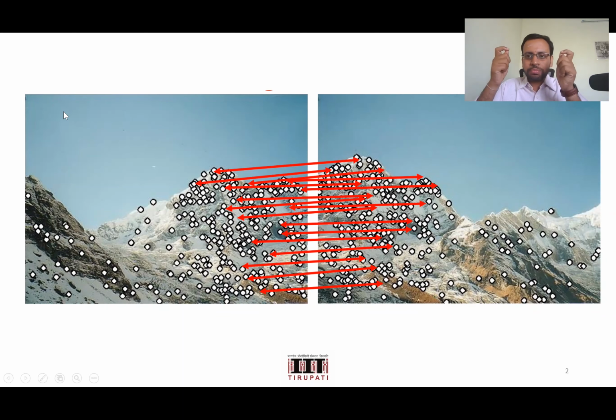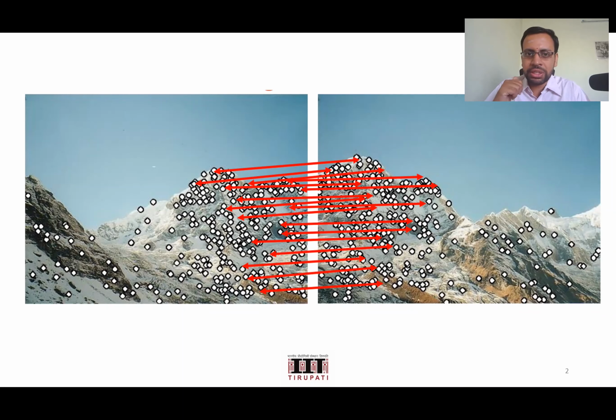So once you describe the points, you could find a nearest match to each, and assume that those matches are given by these lines, which show where that particular point is mapping in the other image. There could be some false matches here as well, we can expect, and there could be points for which there are no matches, and all these possibilities are there.